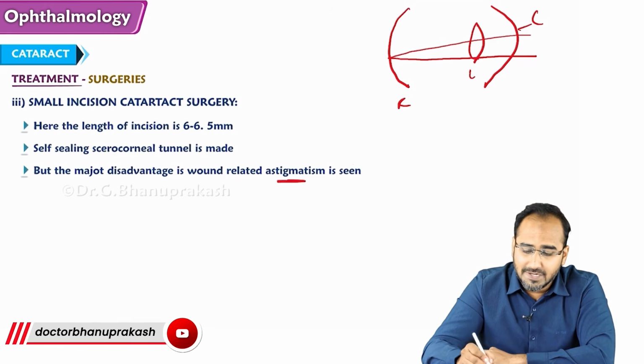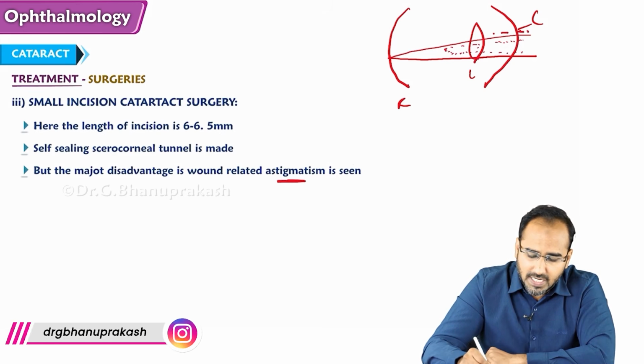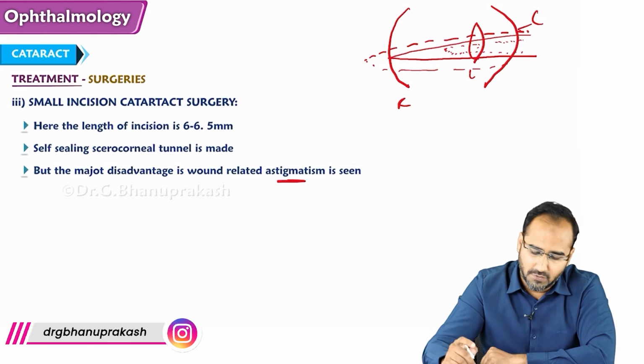Astigmatism meaning what? Two different foci of light rays are being focused. One is focusing on the retina, and the other can be focusing either in front of the retina or behind the retina. That is called astigmatism. Two different foci of light rays.